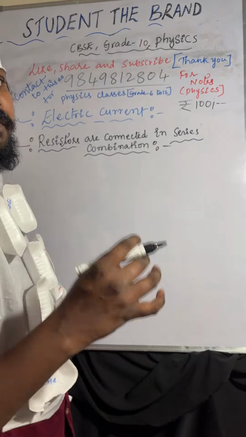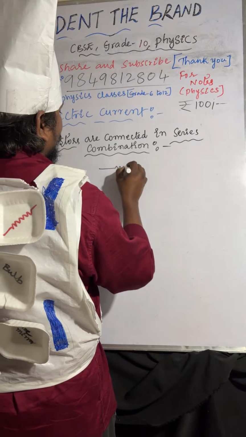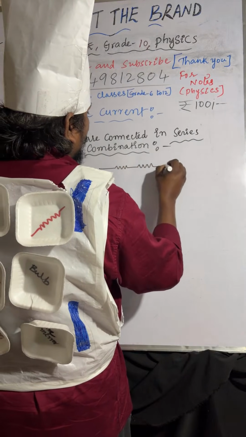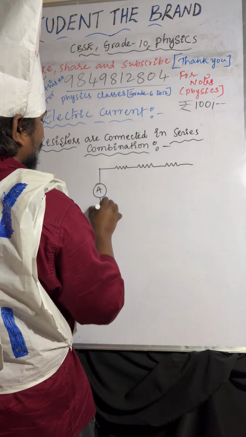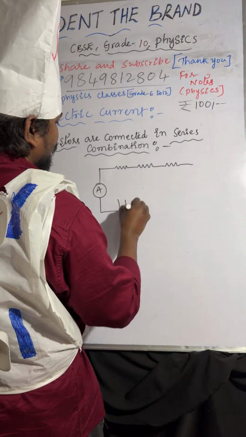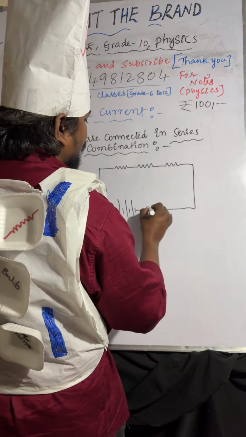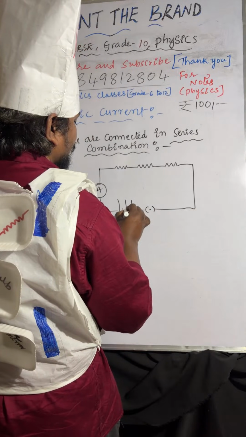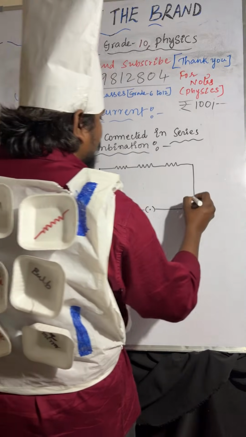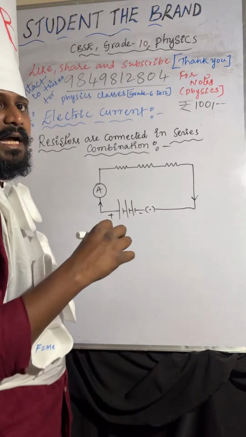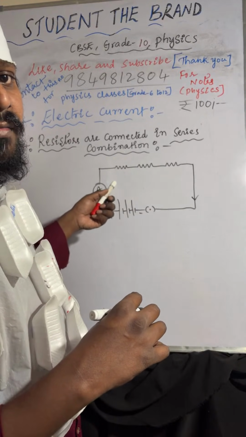Okay, so the three resistors are connected in series combination, 1 and 2 and 3. So three resistors. So an ammeter is connected, and next one is a battery and a switch, like here. So current is passing from the positive terminal to the negative terminal, right? So across R1. So this is R1, R2, R3.